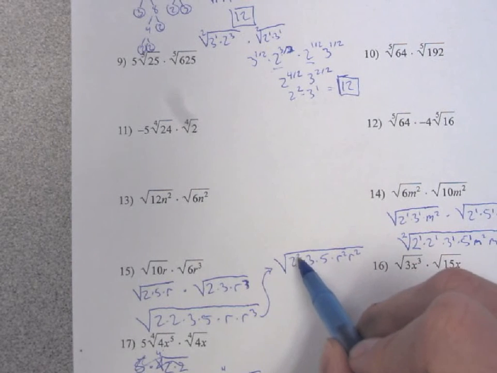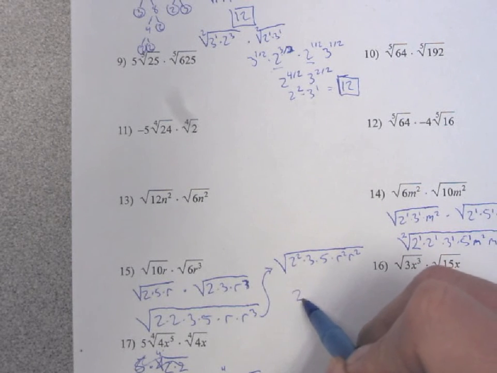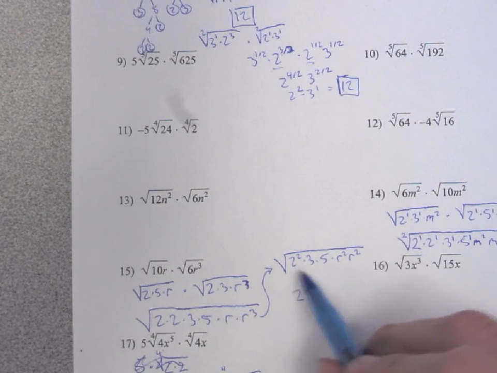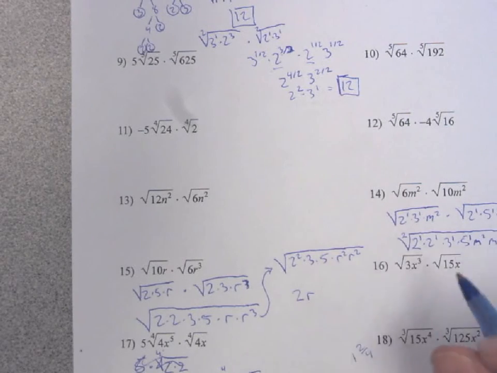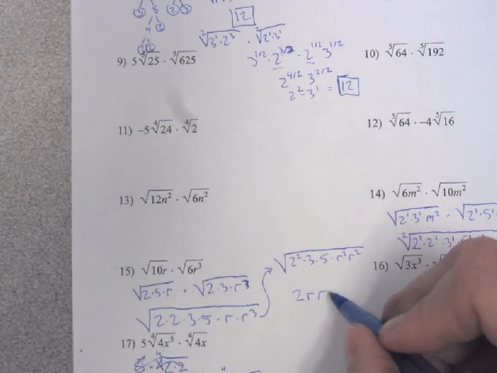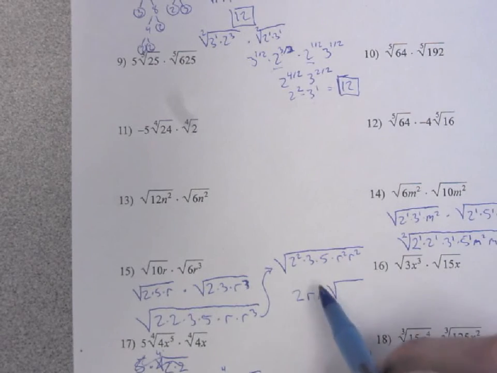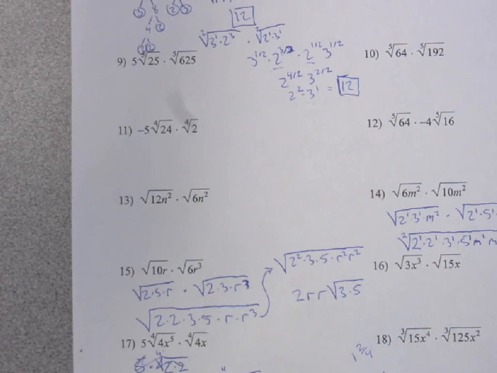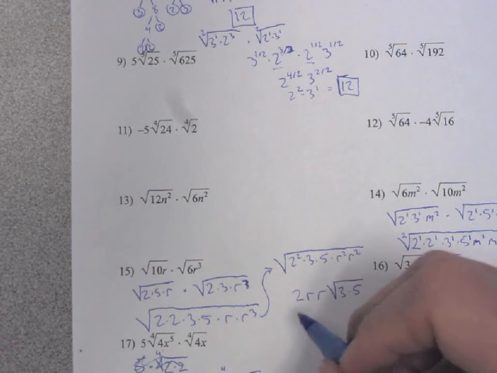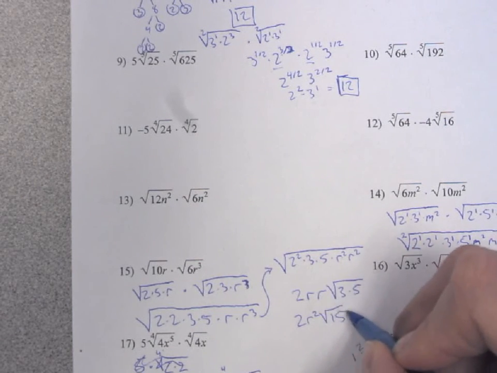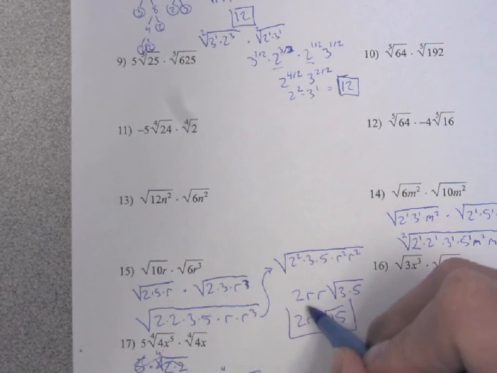So the square root of 2 squared is 2. The square root of 3 is the square root of 3. I can't do anything there. The square root of 5 is the square root of 5. I can't do anything there. But the square root of r squared is r, and the square root of r squared is another r. The things that I couldn't take the square root of are 3 and 5. So when all is said and done, I have 2 times r squared times the square root of 15. So almost identical to the last one.